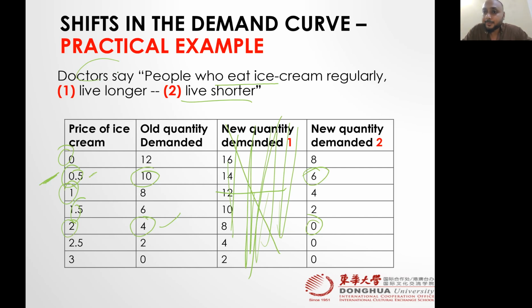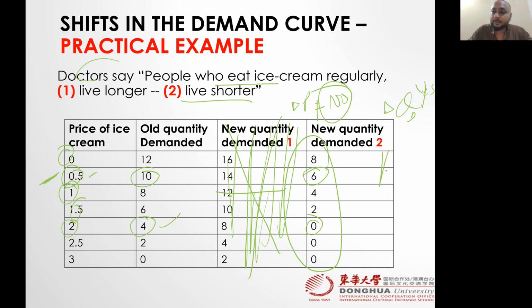Shorter, so their lifespan is going to be decreased. So it means demand is decreased. Is there a change in price? Answer is no. Is there a change in quantity demanded? Answer is yes. The reason is not price, some other factor. Right? Some other factor. So, decrease.